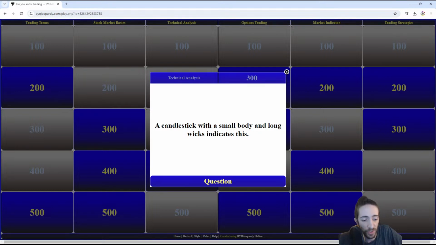Something I mention a lot in my live streams is what does a small body and long wicks indicate, right? Good. So doji, doji, hammer. So that would be sort of the candlestick pattern itself. But when we have these small bodies and long wicks towards the end of a trend, what does that indicate, right? There we go, Keith, with a doji indecision.